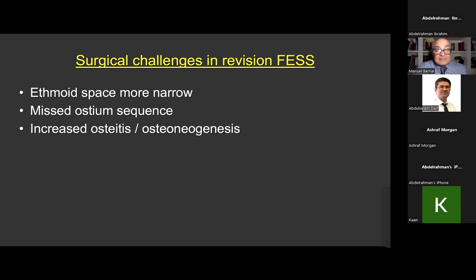Again, when you are dealing with patients that are undergoing a chronic condition of inflammation and infection, you will find that you may have increased osteitis and osteoneogenesis. And what is that condition?